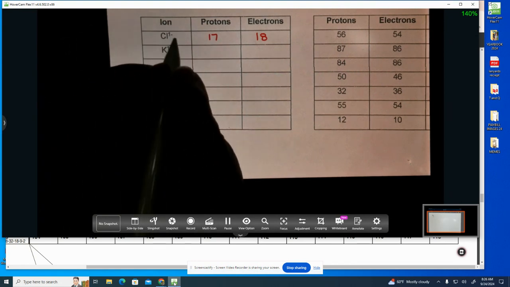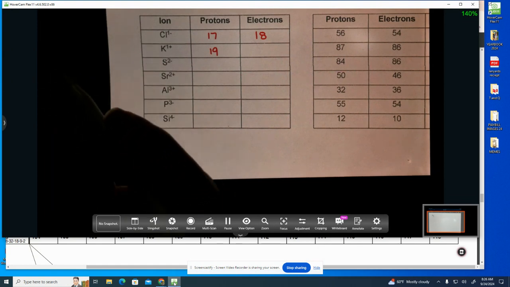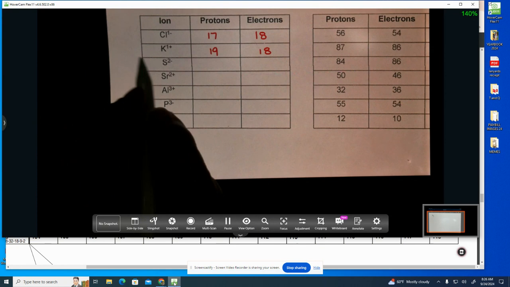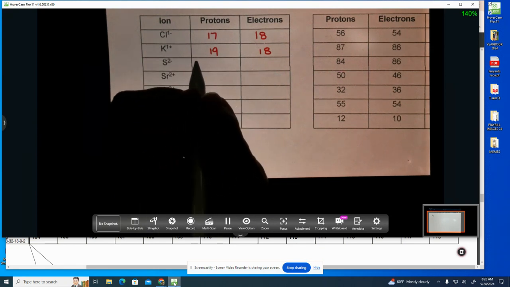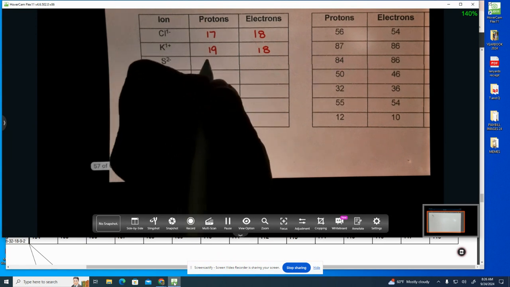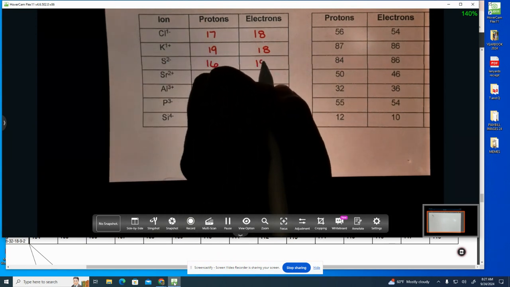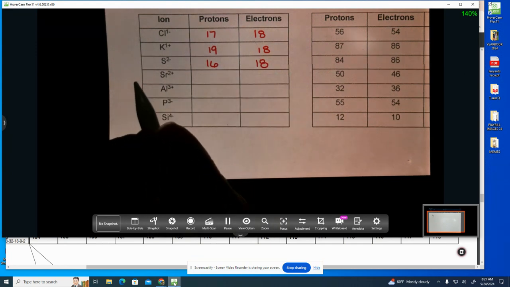All right, potassium. Atomic number or number of protons is going to be 19. It has a +1 charge, so how many electrons does it have? 18. Sulfur. 16. Good. -2 charge, so how many electrons does it have? 18.